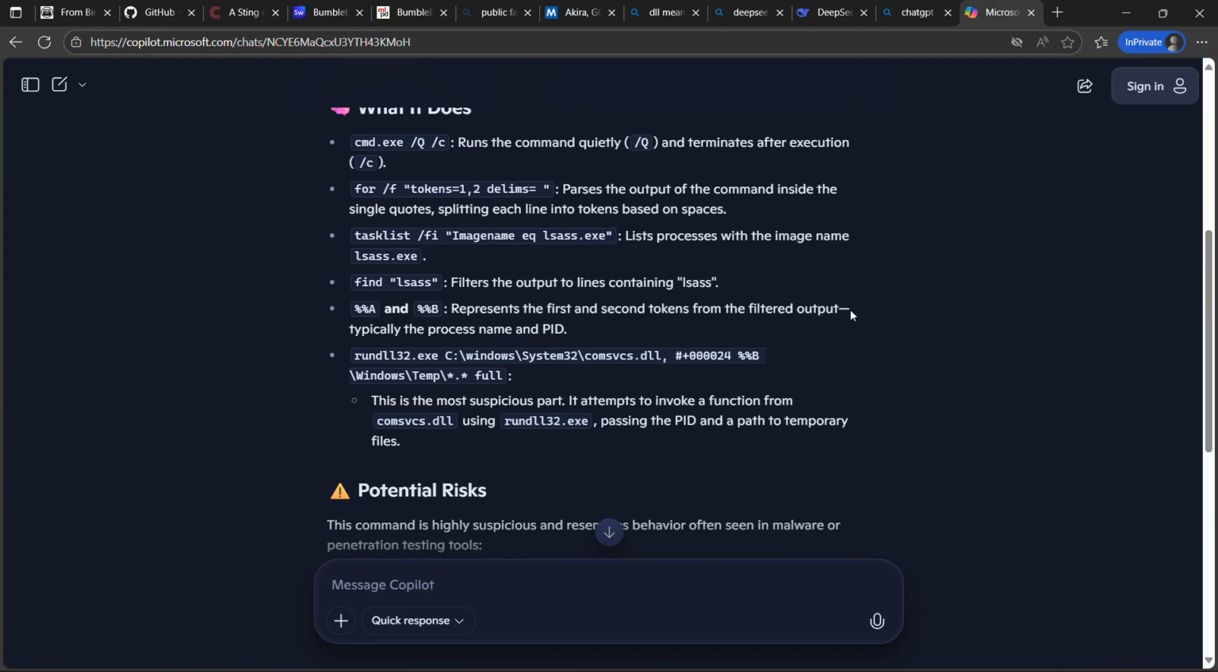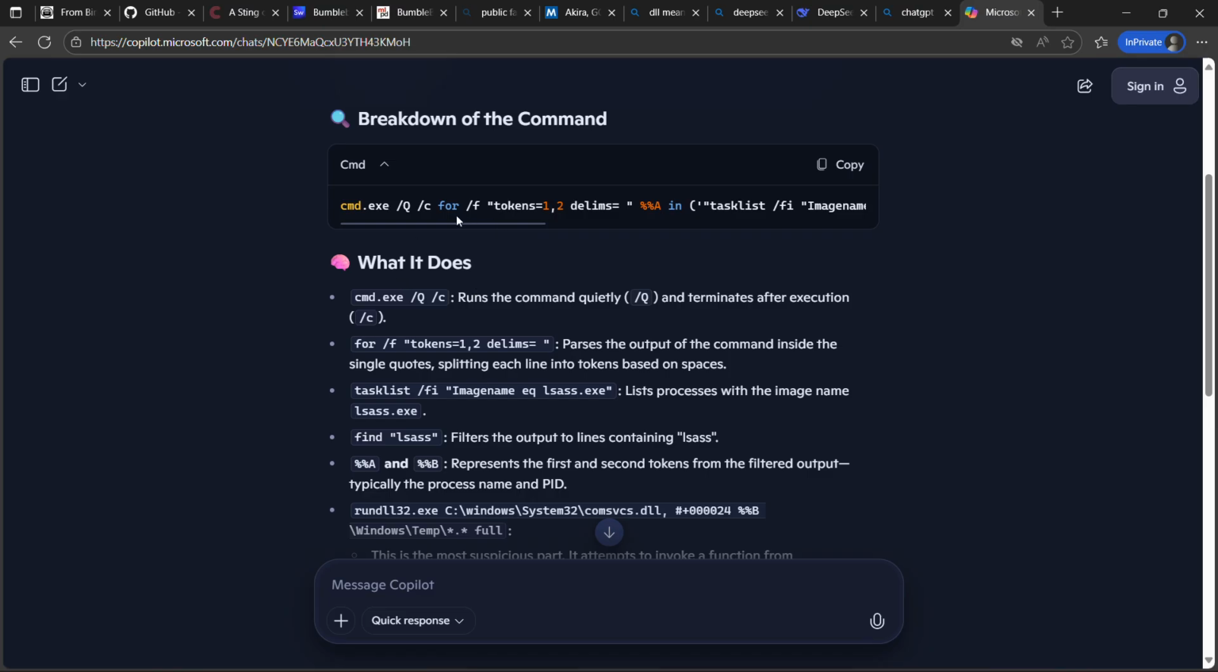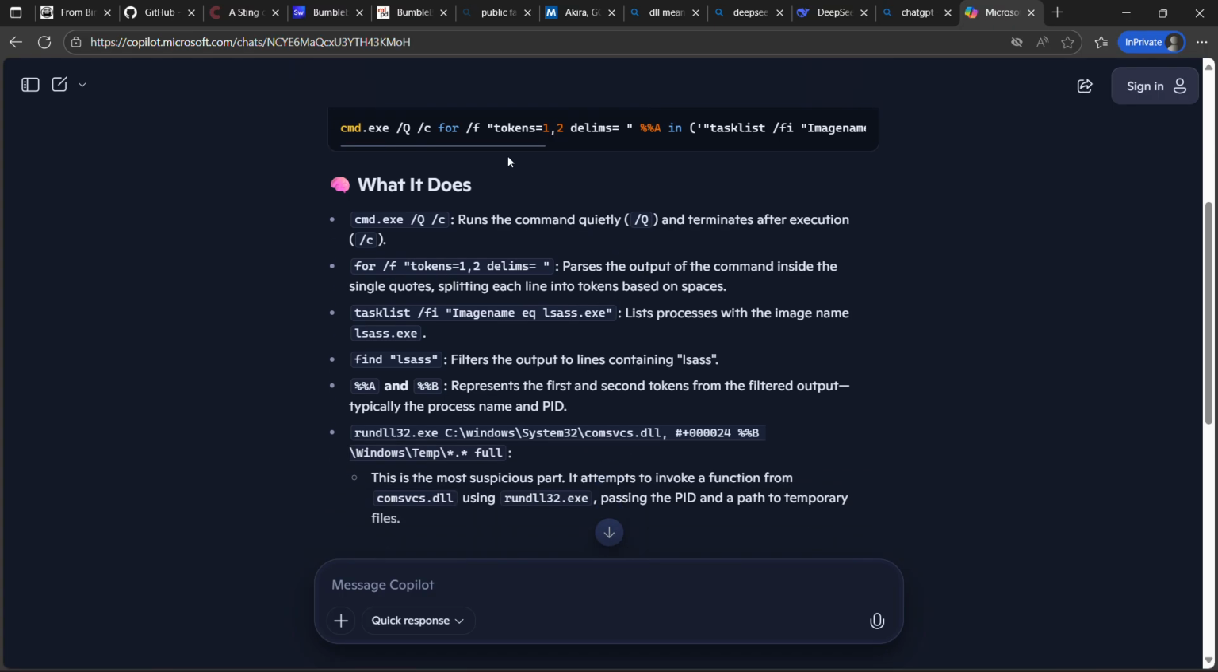So, okay, cmd.exe /q /c runs the command quietly and terminates after execution. Okay, for /f tokens=1,2 delims= parses the output of the command inside the single quotes, splitting each line into tokens based on spaces. tasklist /fi imagename lists processes with the image name.